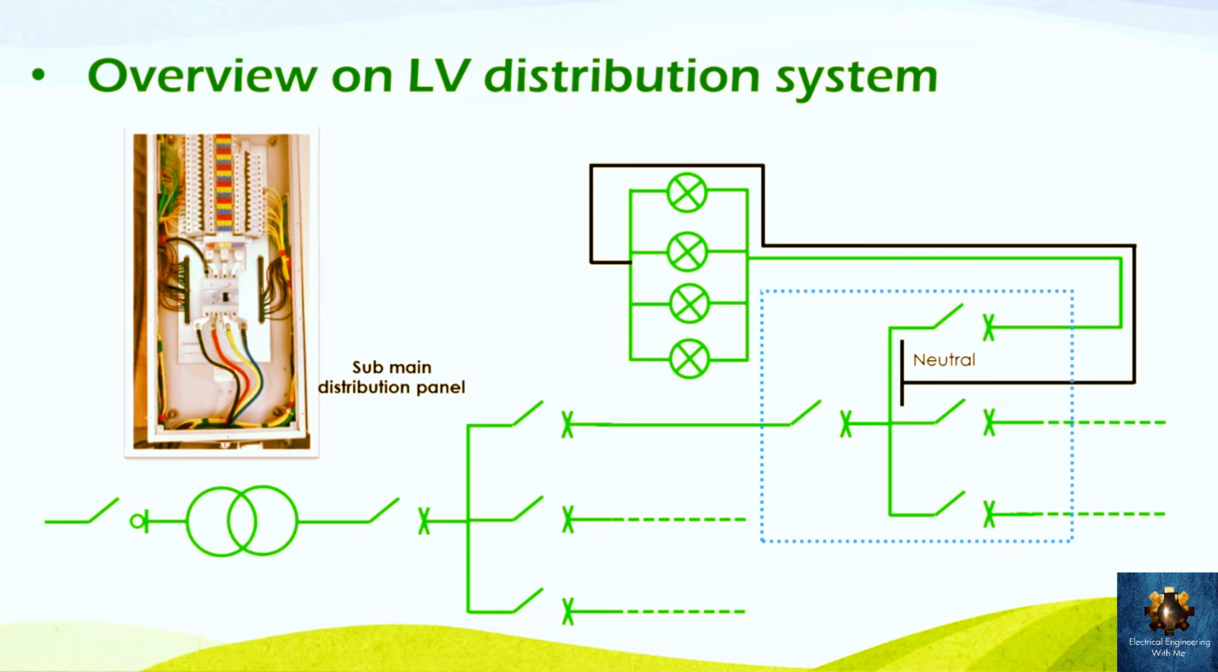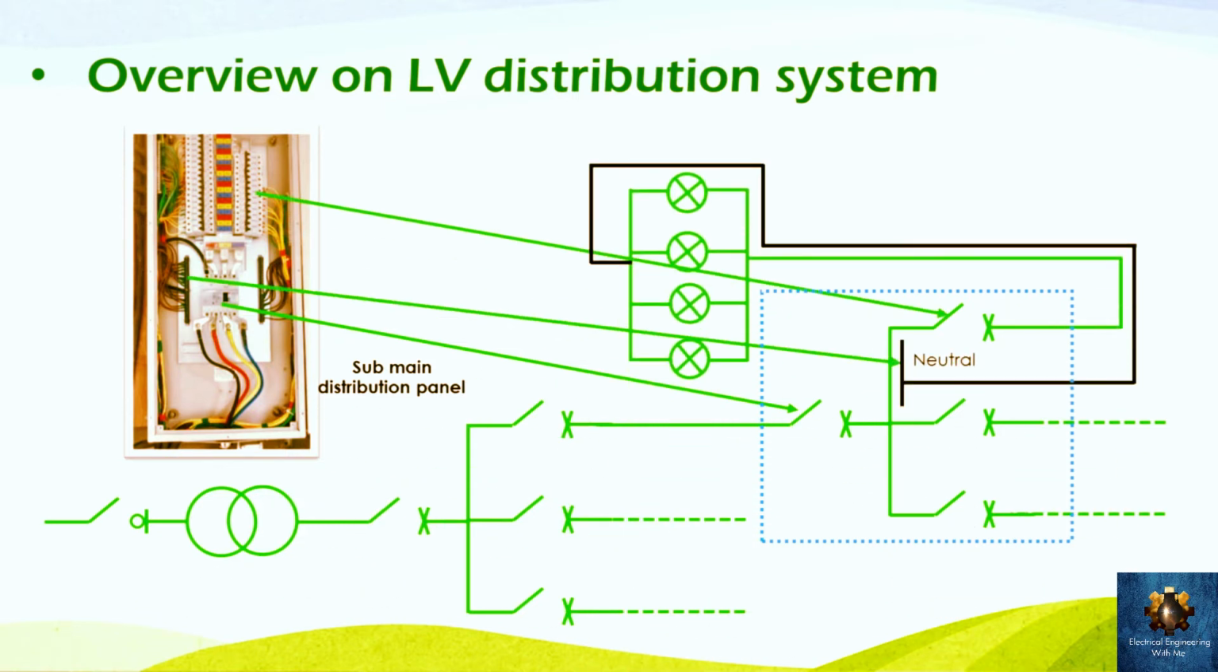And the sub-main distribution panel consists also of some circuit breakers. The first one is the ingoing circuit breaker, which is connected to the outgoing breaker of the main distribution panel, and also we have some outgoings, which are circuit breakers connected to the electrical loads directly. But you can ask now, why we don't connect the electrical loads directly from the main distribution panel, or why we use a sub-main distribution panel after the main distribution panel?